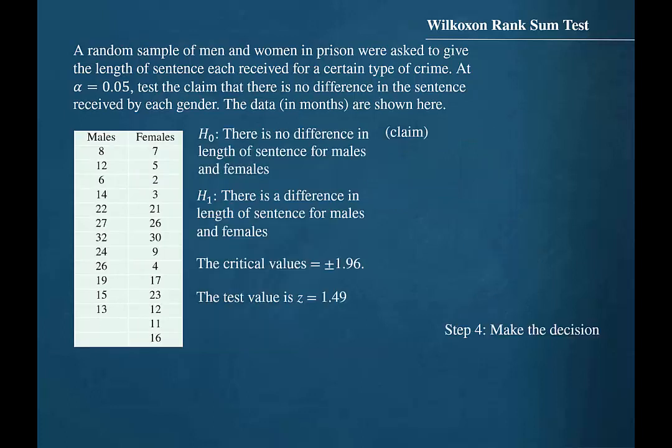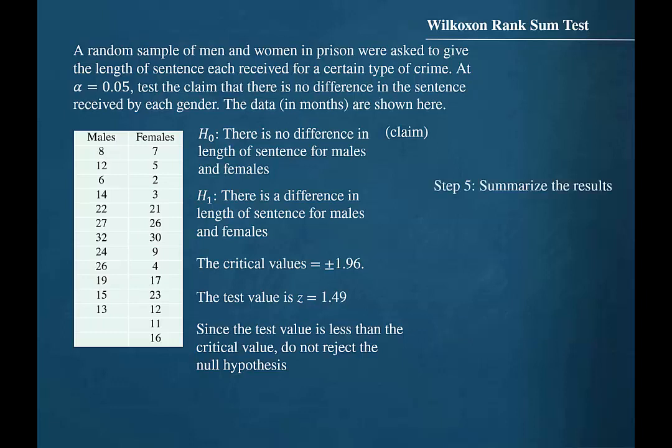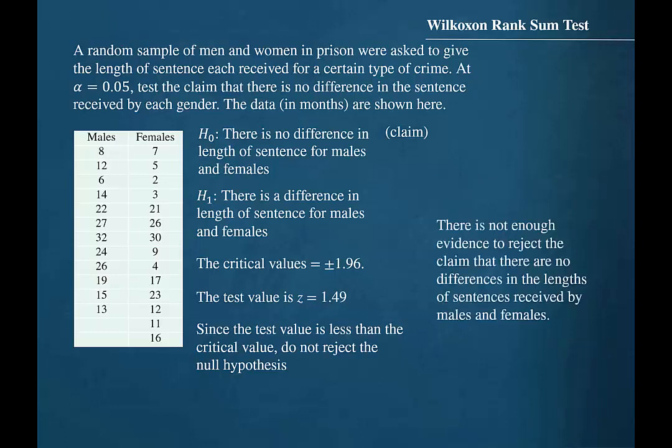Step 4 is to make the decision. Since the test value is less than the critical value, we should not reject the null hypothesis. Step 5 is to summarize the results. Since we will not reject the null hypothesis, our conclusion should be that there is not enough evidence to reject the claim that there are no differences in the lengths of sentences received by males and females.